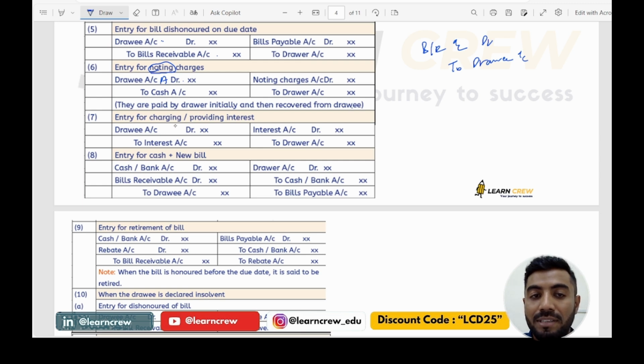Done. Then entry for charging or providing interest. If any interest amount is to be charged, we'll have to collect it from the drawee. Interest is your income, so it is credited. We should be recovering it from the drawee.